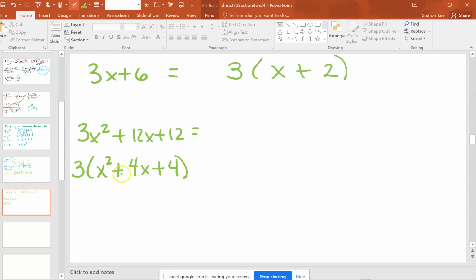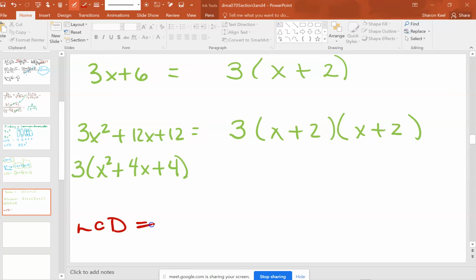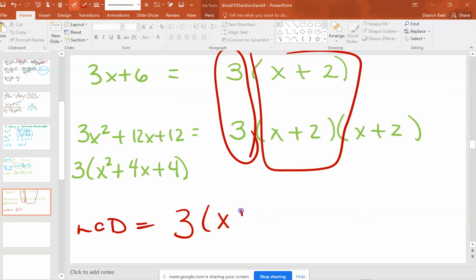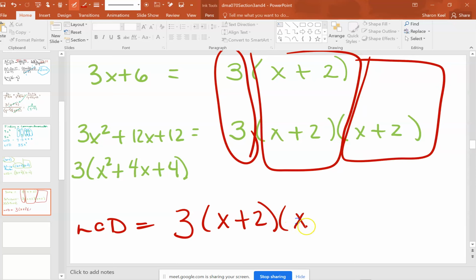So when I finish factoring this, we're going to have the 3, and this part is going to factor to become an x plus 2 and another x plus 2. So to find our least common multiple here, they both have a 3. This one has one x plus 2, but here we still have another, so we're going to have to have both of those x plus 2.